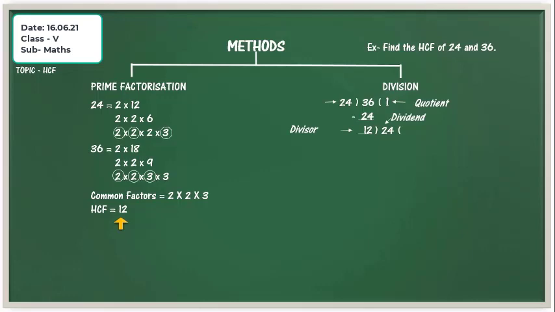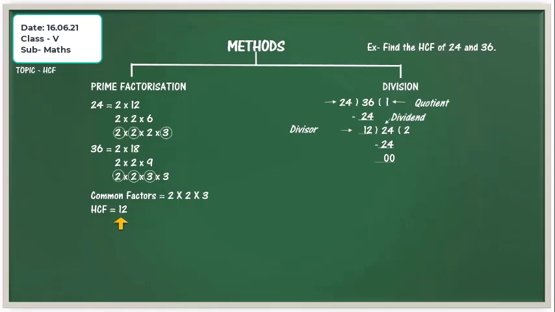So 12 twos are 24 and we got the remainder as 0. Now we have got 0, which was our condition that we have to continue it till we get the remainder as 0. Now we'll stop this division here only because we have got 0 in the last.